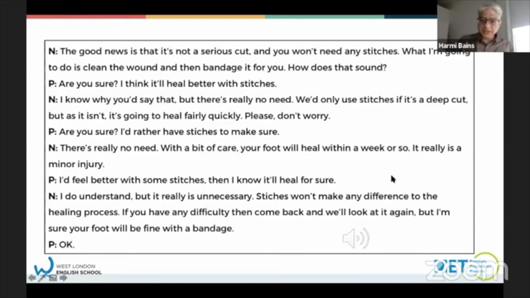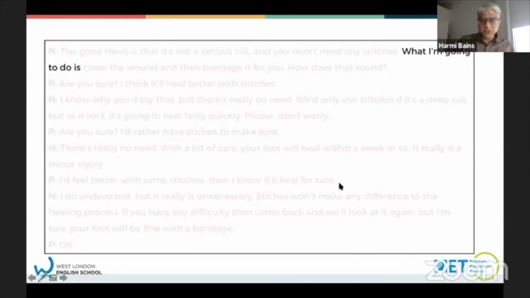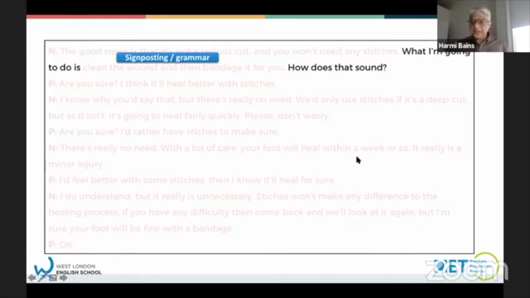If we look at the task here, this is a nice thing to do. What I'm going to do is really, again, you're signposting, you're telling the patient in advance, but it's also a nice little grammatical structure to use. How does that sound? Patient-centered, you're involving the patient. You're not just lecturing and telling them you're going to do this, this, this, but you're involving them. So you're inviting them in and making it patient-centered.